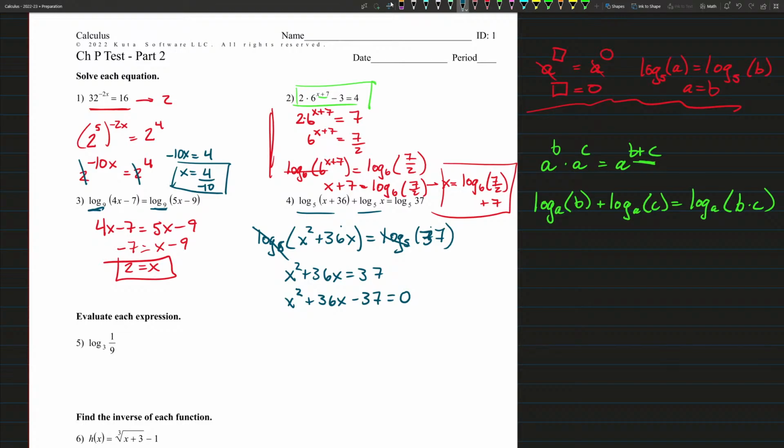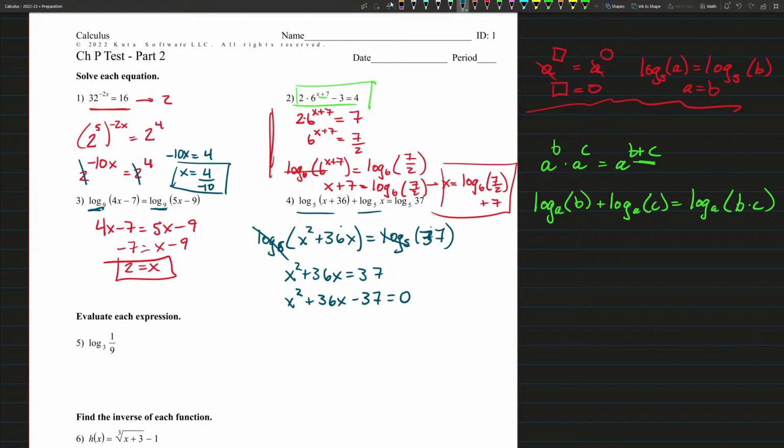What if the base is different? I will not give you something where the base is different. There are tricks that you can do to maneuver away from that, but sometimes it's pretty tricky and there's no reason to do it. So I will only give you stuff like number 4 and 3 where the bases are the same.